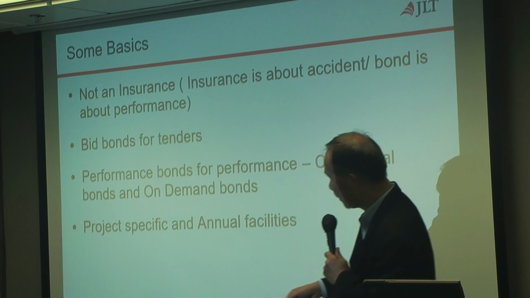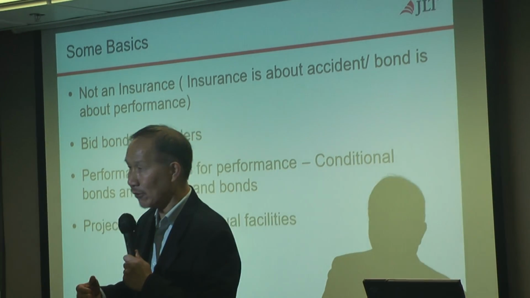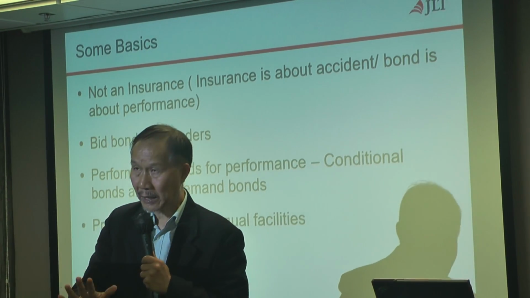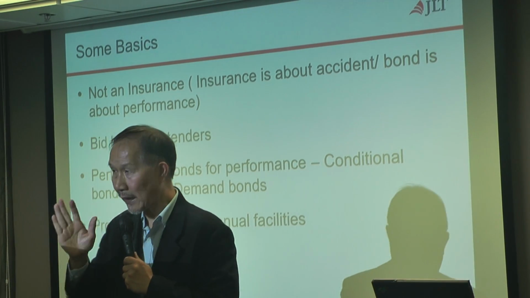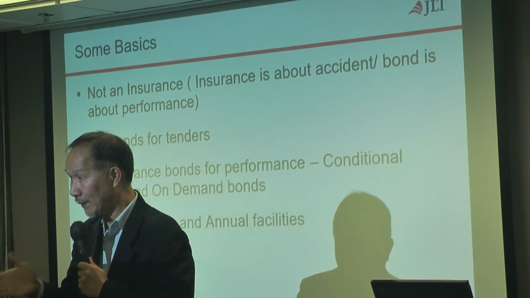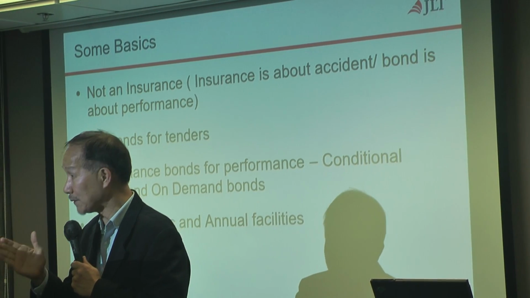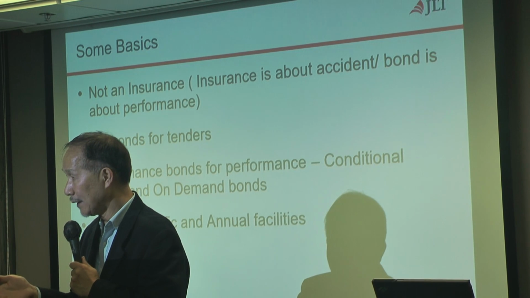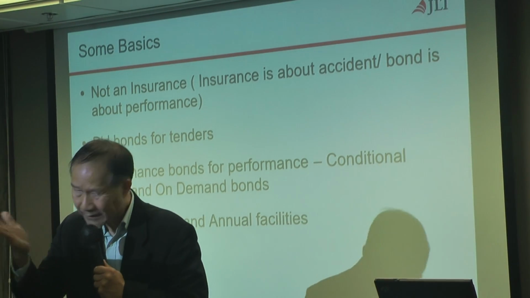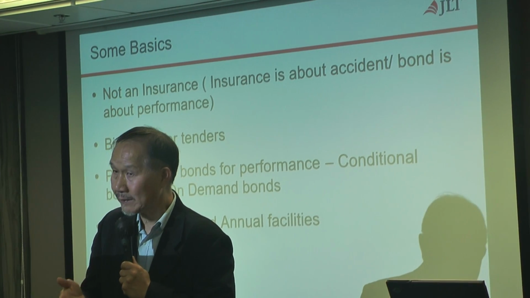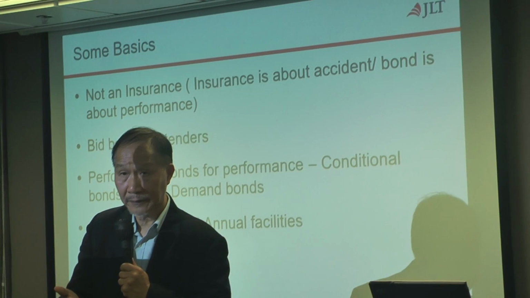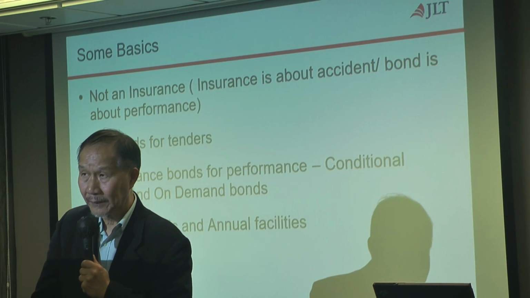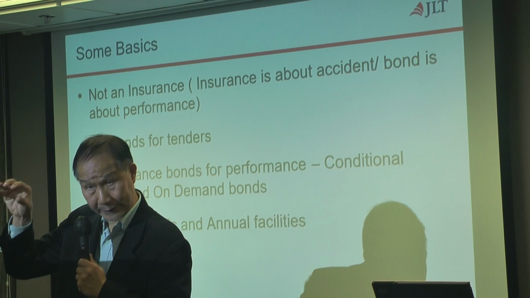And you can arrange one bond for one project, or with an insurer, you can arrange an annual facility. The situation in Hong Kong today is that for direct government procurement, there is no requirement for performance bond. Quasi-government departments like MTRC, Airport Authority, or some other statutory bodies, they have bonds in their contract for the contractor to arrange. Normally, it will be 3% of the contract sum.